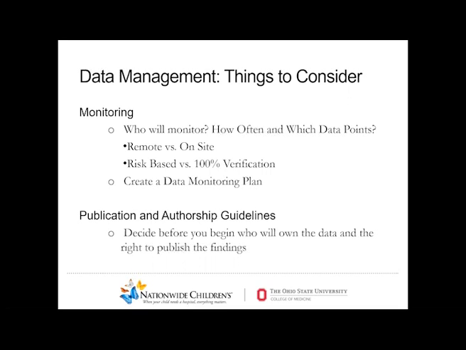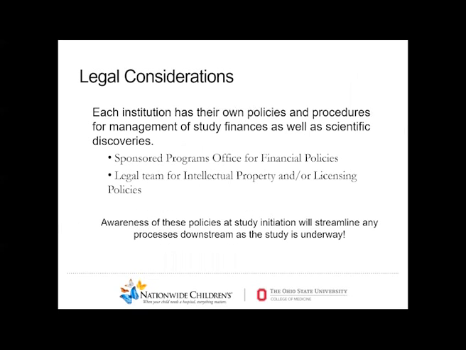Who has the right to be first author or last author? Figuring that out beforehand, instead of when the data is right in front of them and they really, really want to publish, but they can't figure out who actually owns the right to the data, it's just going to save you a lot of trouble. I'll just say that. It'll save you a lot of trouble on the back end.